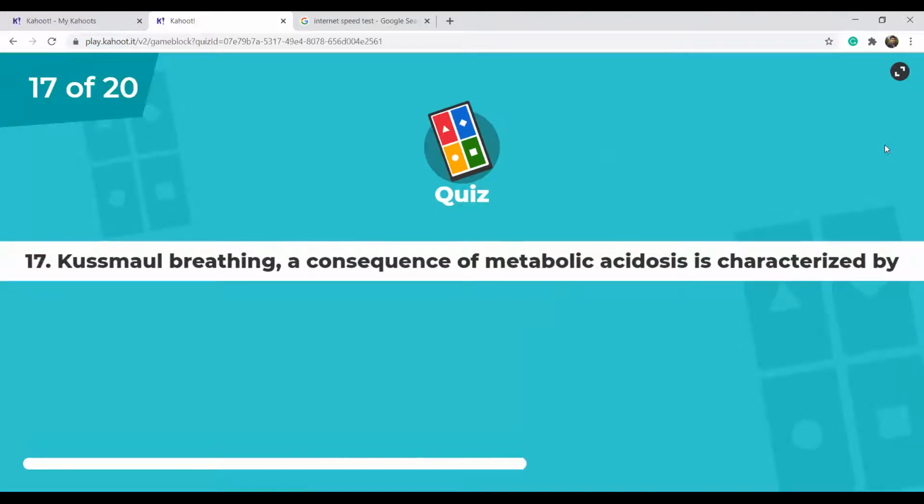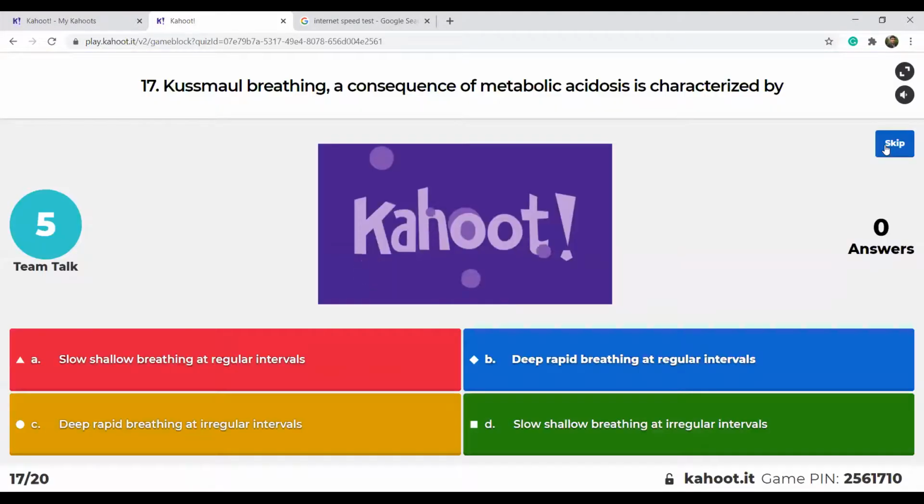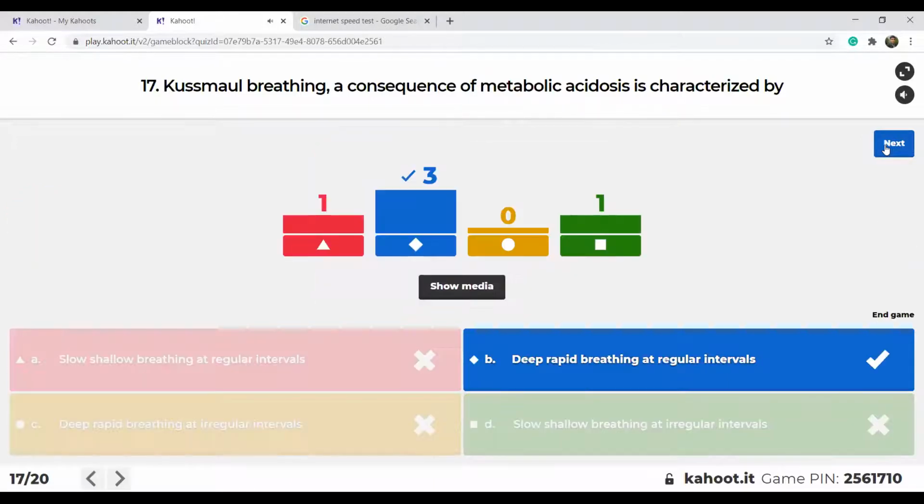Okay, Kussmaul breathing, a consequence of metabolic acidosis, is characterized by slow shallow breathing at regular intervals, deep rapid breathing at regular intervals, deep rapid breathing at irregular intervals, slow shallow breathing at irregular intervals. Remember, it's a consequence of metabolic acidosis. Okay, so that was the answer. It is basically a type of hyperventilation, and it is an attempt to expel carbon dioxide, which is an acidic compound in blood, very common in diabetic ketoacidosis.